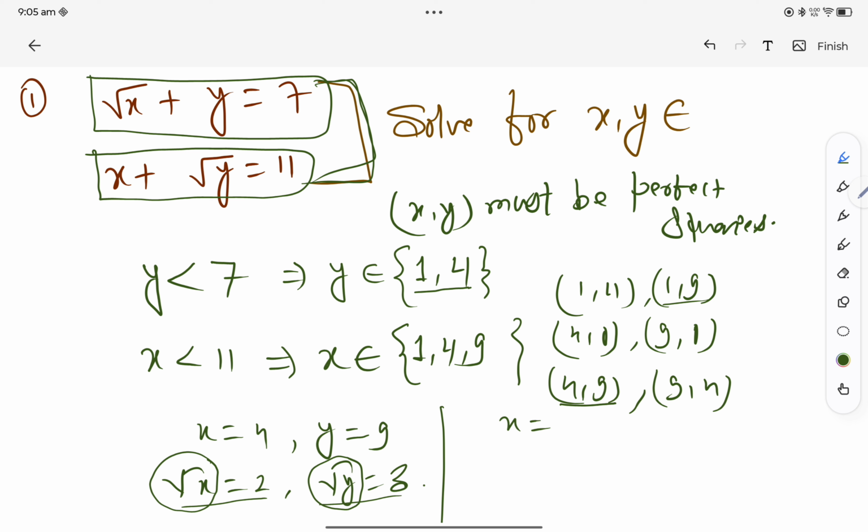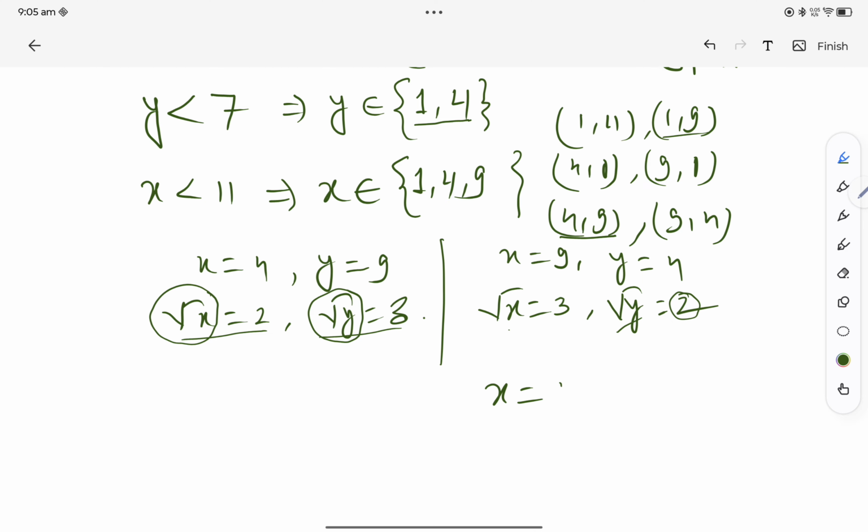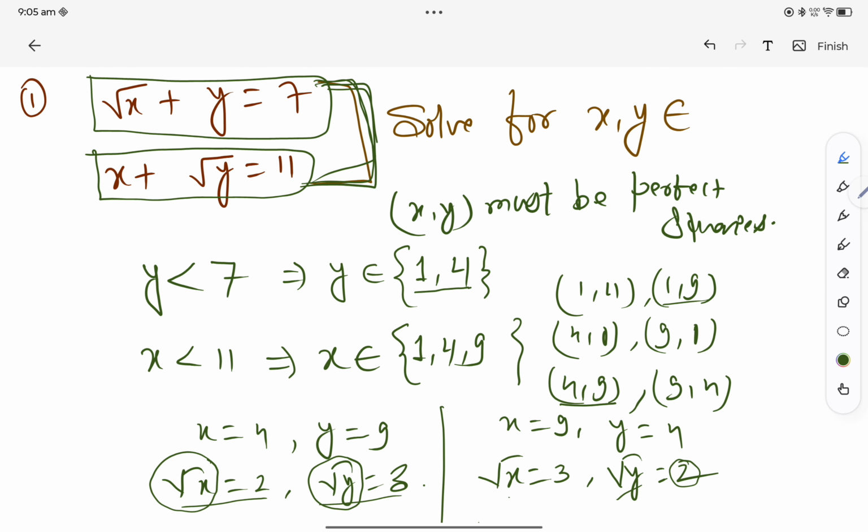If you try x equal to 9 and y equal to 4, the square root of x gives you 3 and the square root of y gives you 2. If you plug in 3 for the square root of x and 2 for the square root of y, you notice that these two equations are satisfied. So x equal to 9 and y equal to 4 is the solution for this pair of equations.